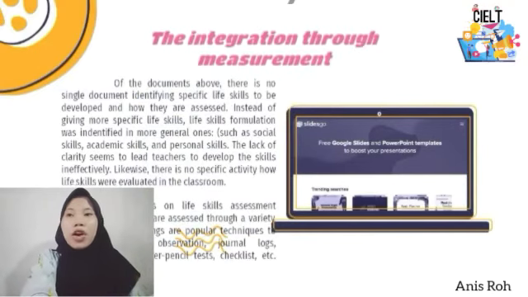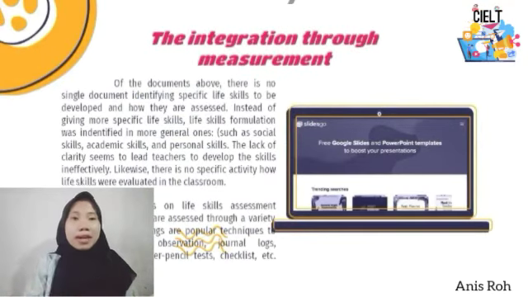Next. Okay, the integration through measurement. As for the lesson plan and the measurement, in one of the documents above, there is no single document identifying a specific life skill to be developed and how to assess it. Instead of giving a more specific life skill formulation and identification, the lack of clarity leaves teachers to develop the skill ineffectively, and there is no specific guidance on how life skills were evaluated in the classroom.